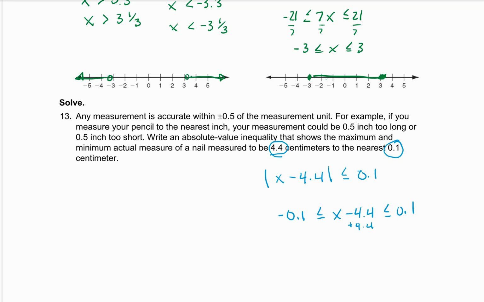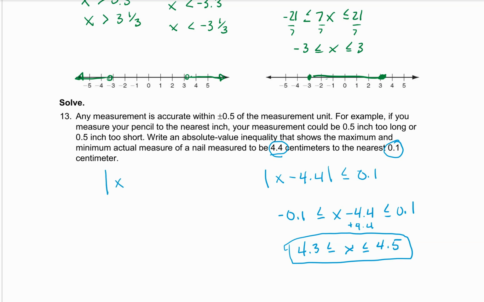And I'll get, let's see, that would be 4.3 on the low end and 4.5 on the high end. So that would be my range. So if I measure my nail to be 4.4 centimeters, because I have inherent inaccuracies in measurement, it could actually be 4.5, it could actually be 4.3. That's my answer. So whenever you're doing these kinds of story problems, and you might see some in your homework, look for the target and look for the variability.